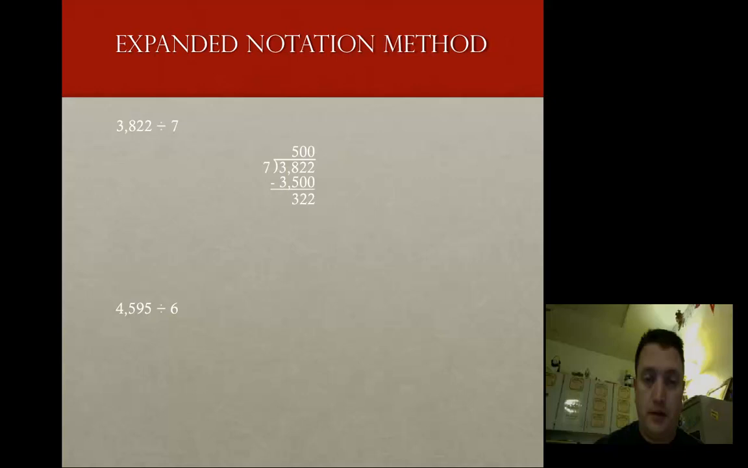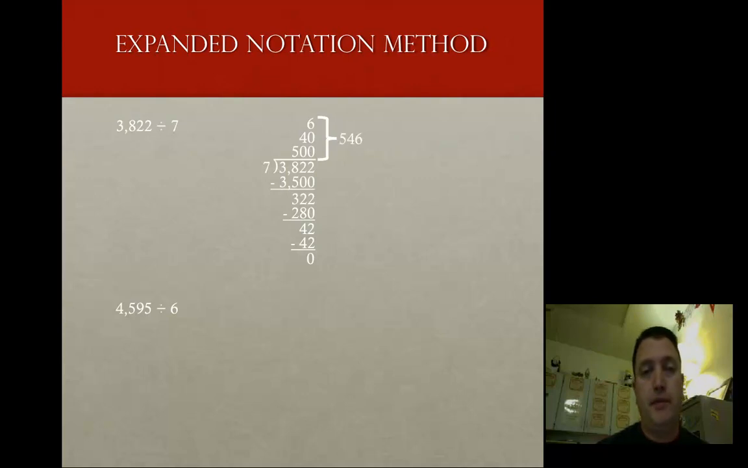Now I'm going to look at the 322. 7 won't go into 3, but it will go into 32 4 times. Since I've got an extra digit after that, I'm turning that into a 0 to make it 40. So 7 times 40 is 280. I subtract, I get 42. And now 7 goes into 42 6 times. Subtract, we get 0.